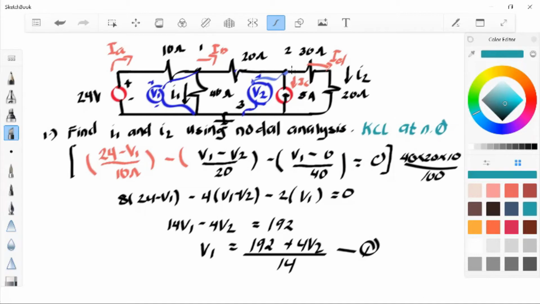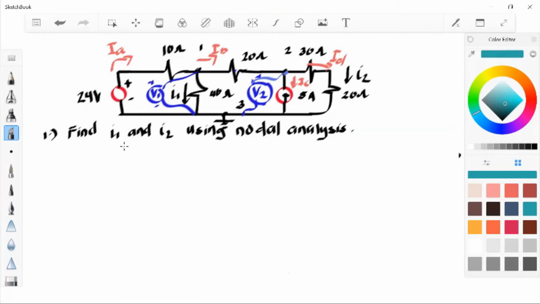nodal voltage at node 2. So let's erase this. Next step is to apply KCL at node 2. So again, what are the currents that are entering the junction or the node? That is IP, 5 amps, and ID is the current that is leaving the node. Therefore, let's solve for that.